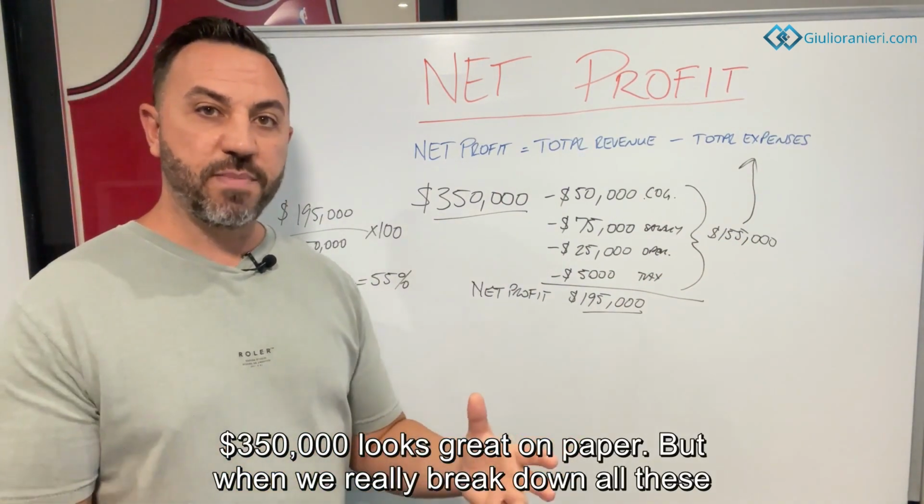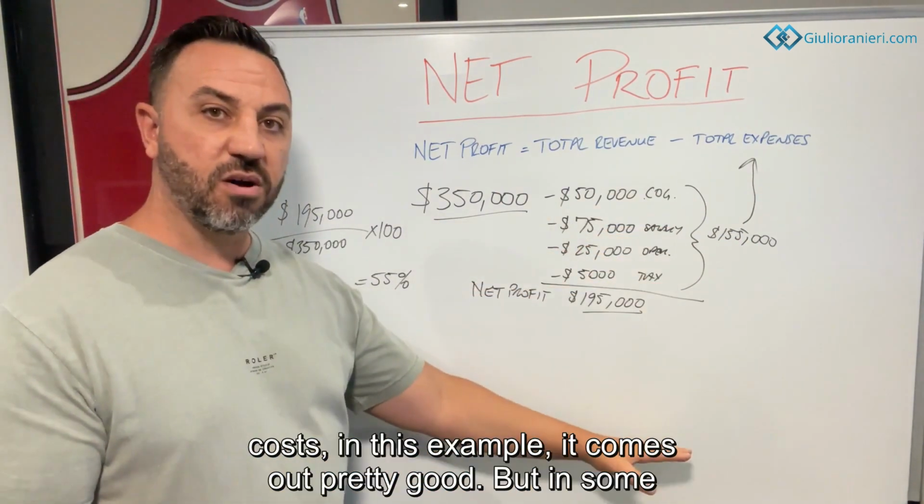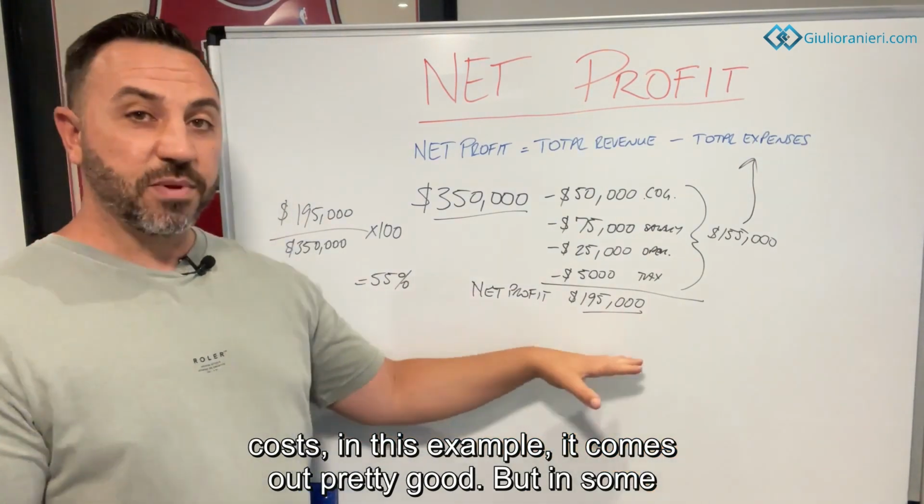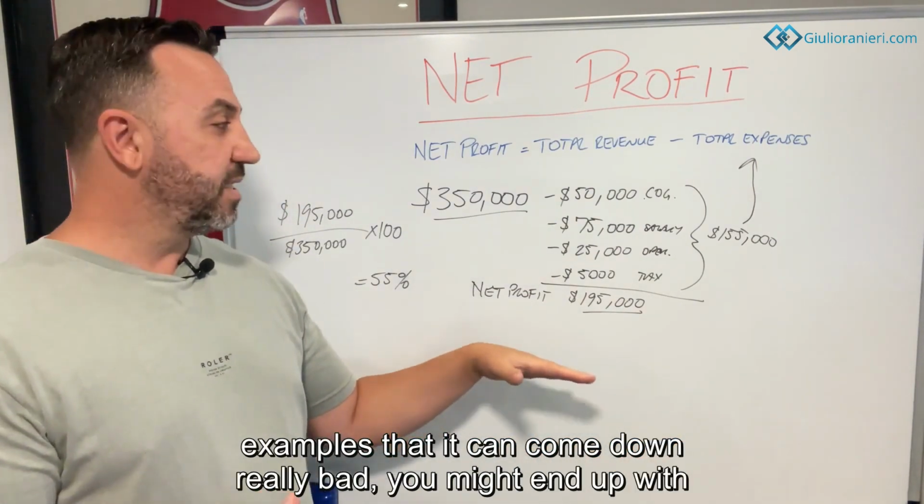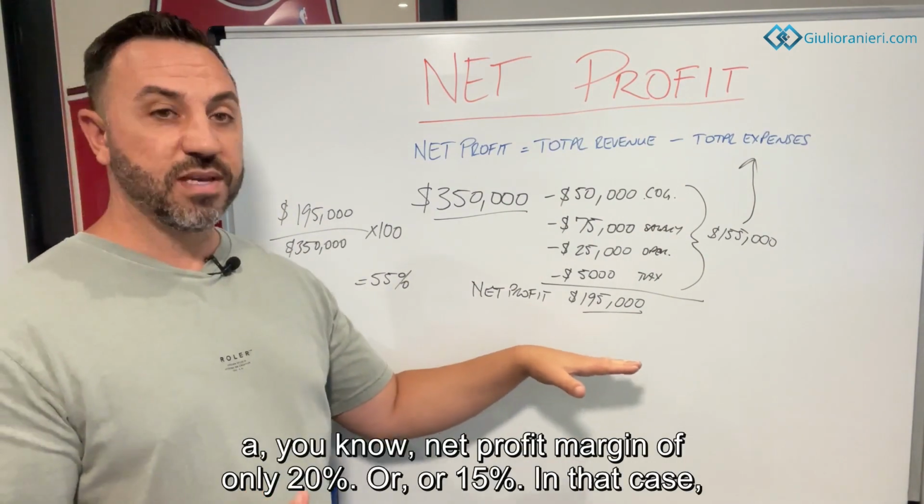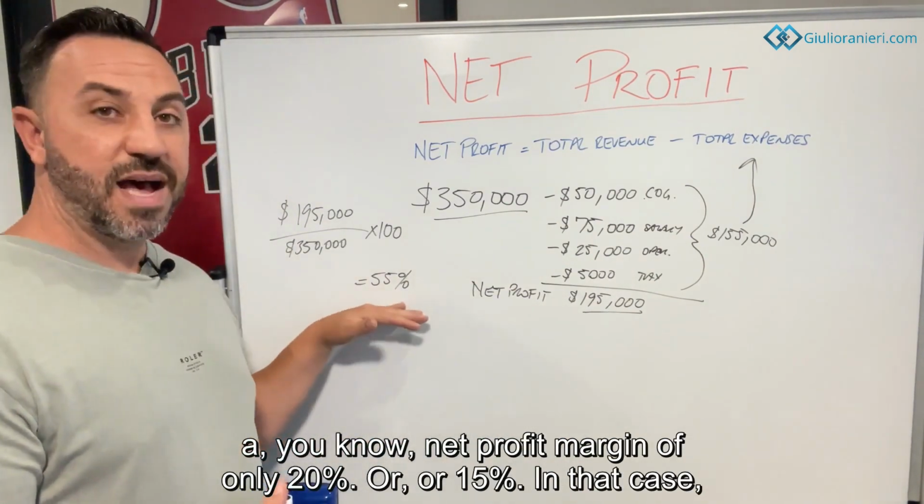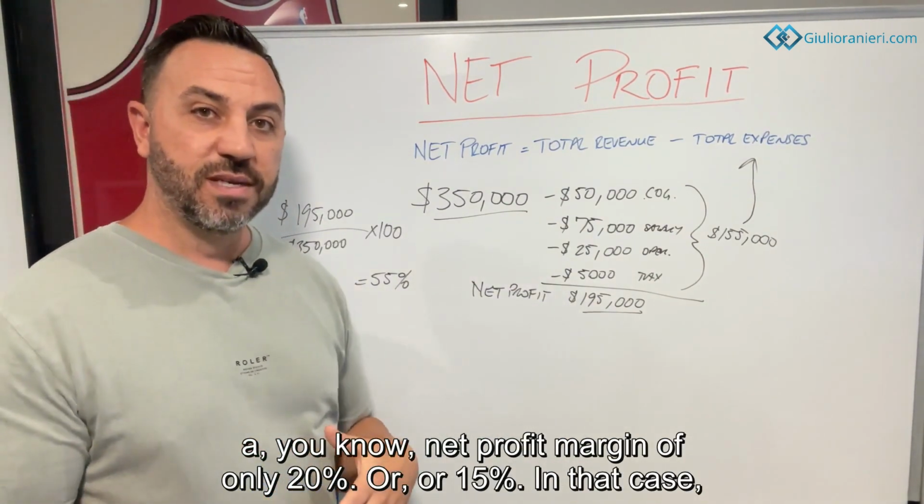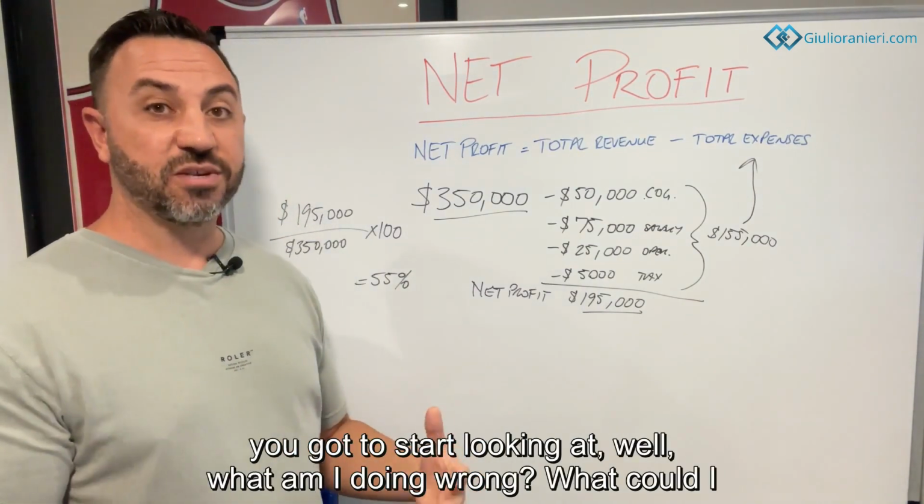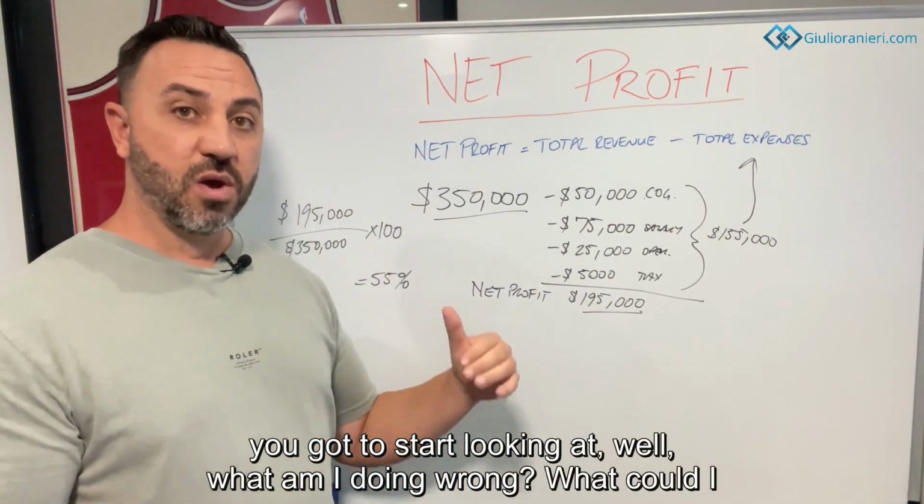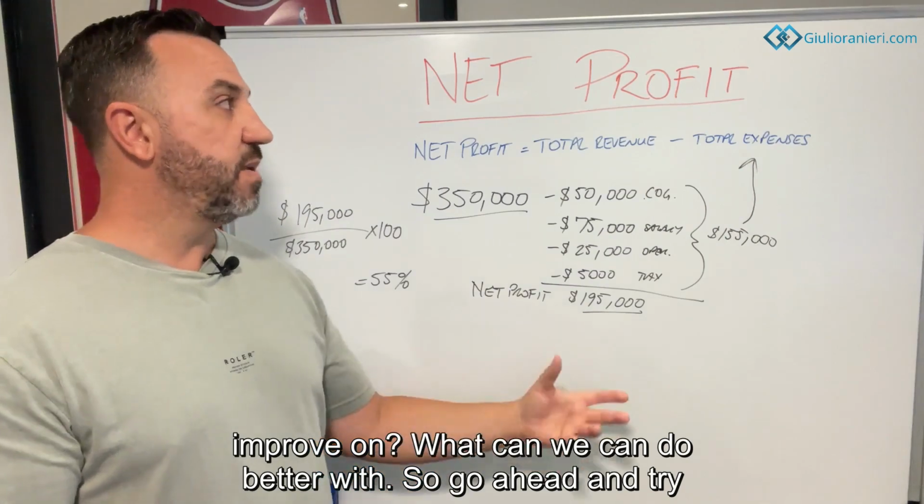looks great on paper, but when we really break down all these costs, in this example, it comes out pretty good, but in some examples, it can come out really bad. You might end up with a net profit margin of only 20% or 15%. In that case, you've got to start looking at, wow, what am I doing wrong? What can I improve on? What can we do better?